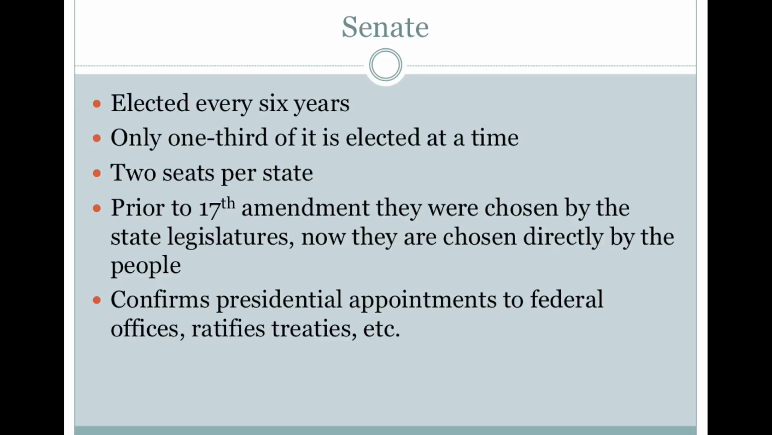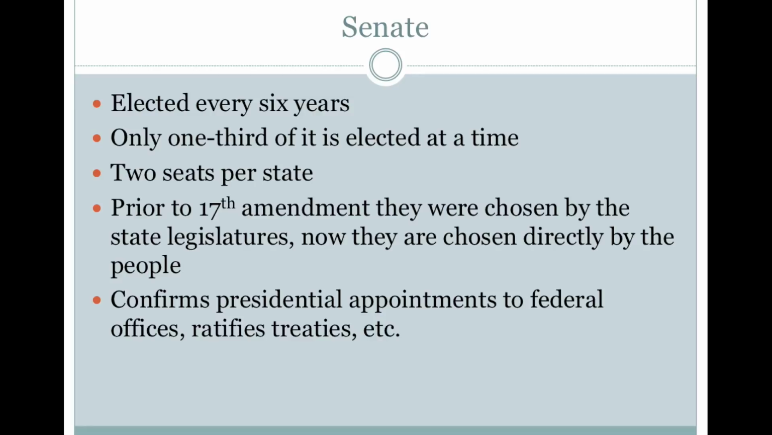The Senate. Senators are elected every 6 years. Only 1/3 of it is elected at a time. We have 2 seats per state, so in total 100. And prior to the 17th Amendment, they were chosen by the state legislatures. However, now they are chosen directly by the people.